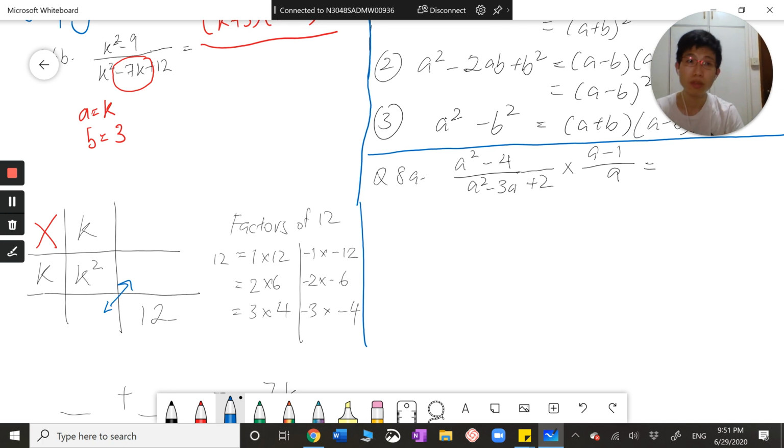Now I need to try to substitute values into these 2 boxes, which are the factors of 12, in order to get 7. How do I do it fast? I need to consider what possible numbers, when I add them together, give me 7. One of the pairs I can see is 3 and 4, because I know that 3 plus 4 is 7. I will zoom in to this part over here.